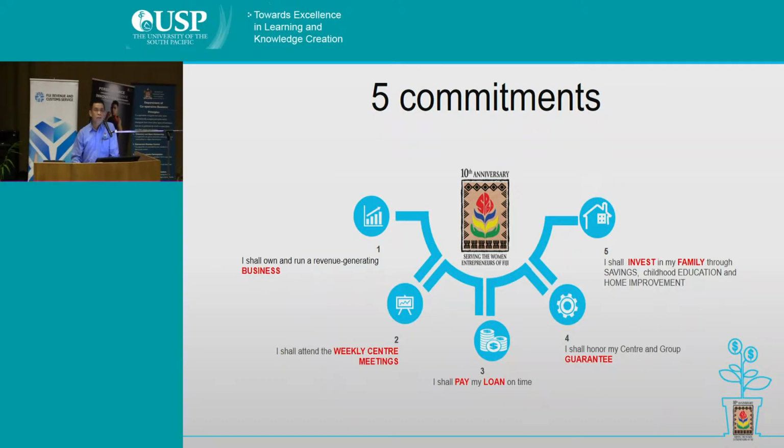Our rules for membership are very simple. In fact, it's even half of the 10 commandments. We have only 5 commitments. The first one is they have to own and maintain a revenue-generating business. Second, they have to attend weekly center meetings. Yes, we meet every week, whether there's a cyclone or not, rain or shine, we still have to meet.